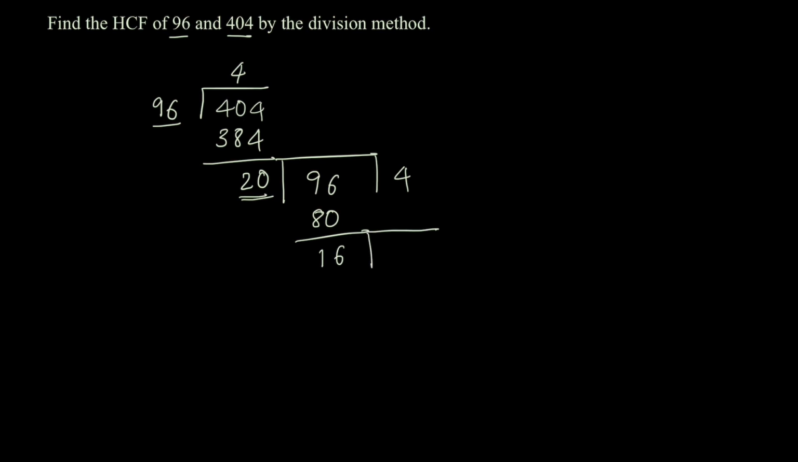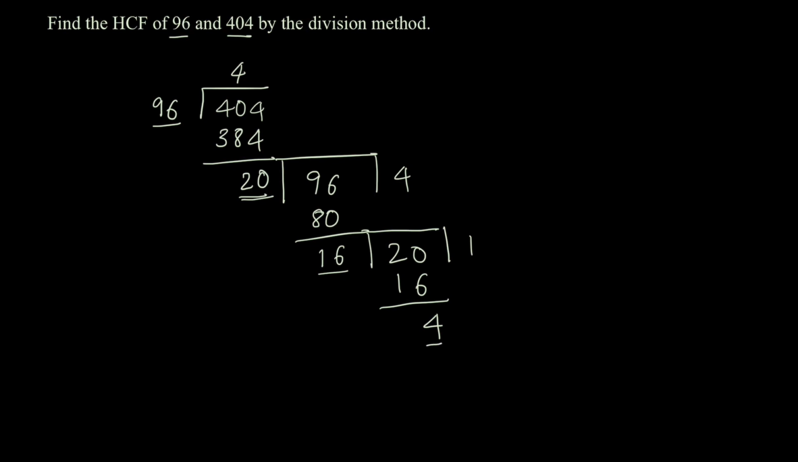Now we repeat the process. The divisor becomes the dividend and the remainder becomes the divisor. So 16 goes in 20 once. Subtracting 16 from 20, you get a remainder of 4.